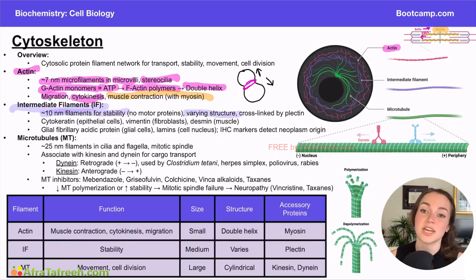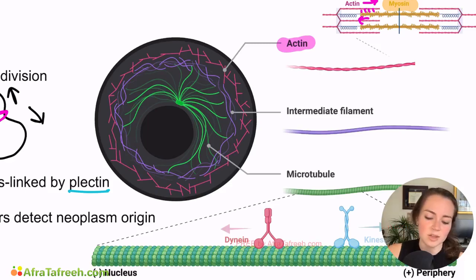And now, while I did mention that intermediate filaments don't associate with motor proteins, because they are there for stability, they do have accessory proteins called plectin, which help to cross-link them together. So if we zoom into our image here, we can see all of the purple intermediate filaments, and they would be cross-linked, like so, by plectin.